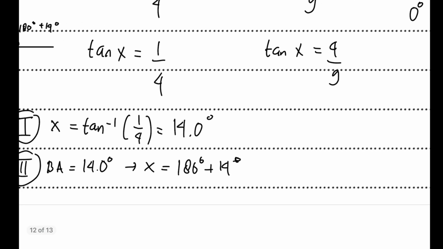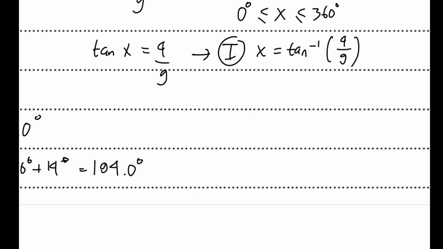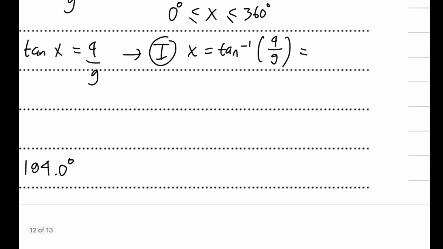So our next x value will be 180 degrees plus 14 degrees. You will get 194.0 degrees. For this one, you can also find the first quadrant solution, x equals tangent inverse of 4 over 9. Use your calculator to get the value of x, which is 23.96. Round off to 1 decimal place, 24.0.